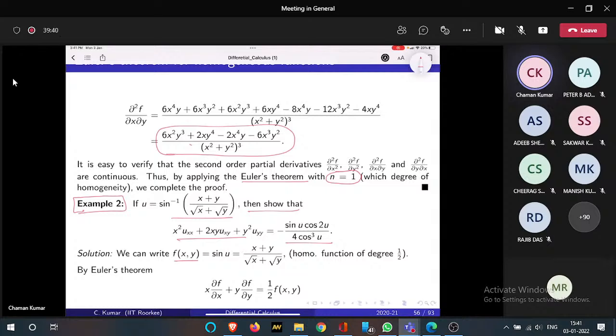So you can define the function f of x, y as sine u, and sine u means this is x plus y divided by root under x plus root under y. Now this is clearly a homogeneous function of degree 1 by 2. Therefore, by using Euler's theorem, I get this relationship.